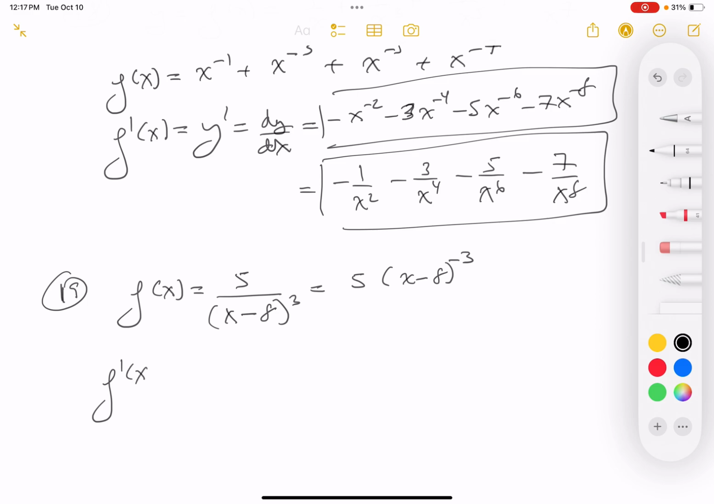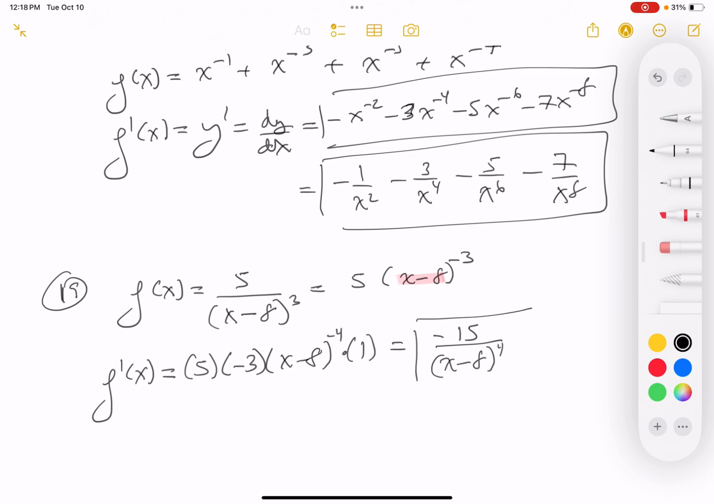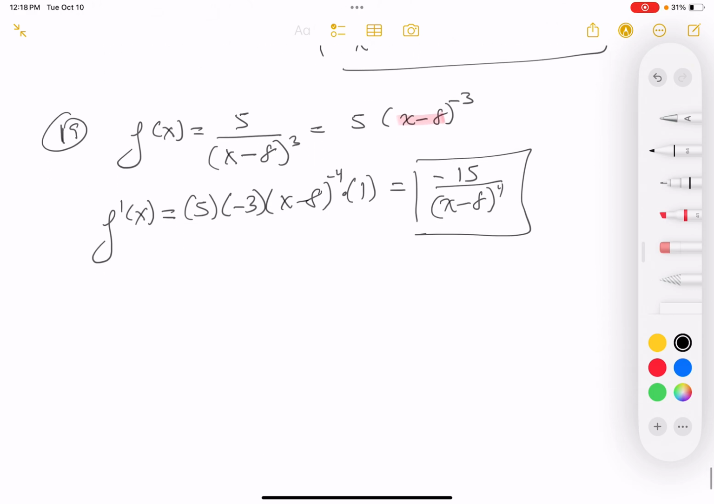So f prime of x is going to be 5 times minus 3, (x minus 8), take 1 from the exponent, which would be minus 4, times the derivative of the inside. And the derivative of the inside is just the number 1. I'll put that down. Again, there's nothing wrong with that answer. It just kind of looks nasty to me. So it's minus 15. I see that as a number. And then I get (x minus 8) to the 4th power. I think it's a better looking answer, by the way. All right, give me a second here. And let's go to the next question. Next question can be number 20.